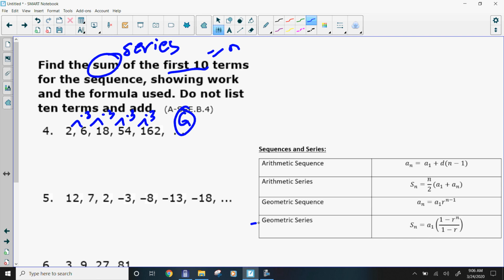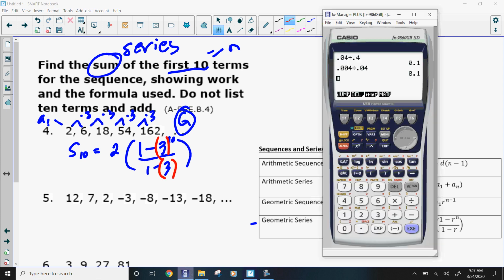In order to use this formula, we're going to add up the first 10 numbers. So it's going to be the first number, which is 2, times parentheses, 1 minus r. r is actually that 3 that we found, so it's going to be 3, to the 10th power. And then down at the bottom, it's going to be 1 minus 3. Now, if r was negative, we'd have to use parentheses around this. And now, it's just all calculator work.